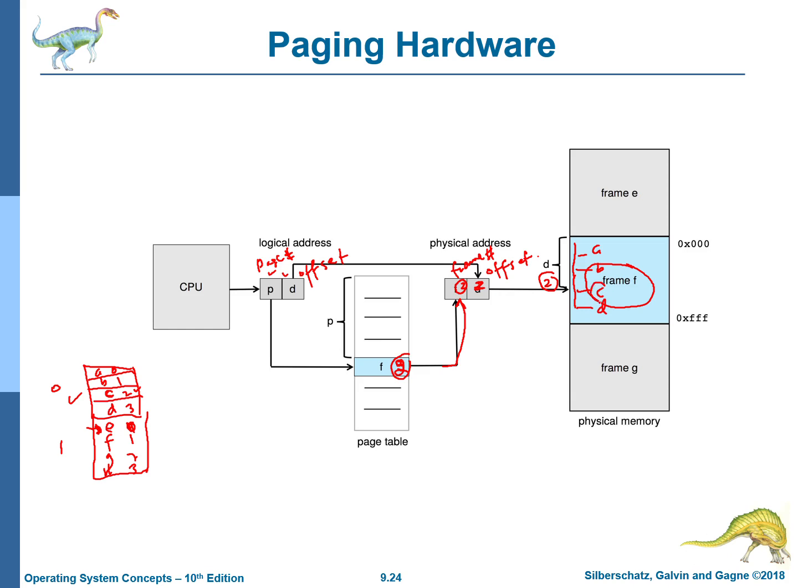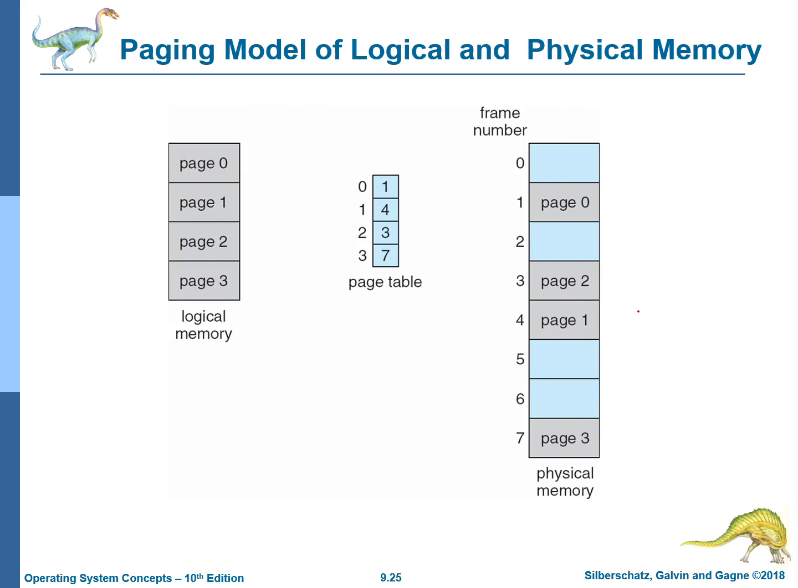So we need C here. So this is the exact location of our record in memory, the record data. Okay, in the paging model the same thing is shown here.